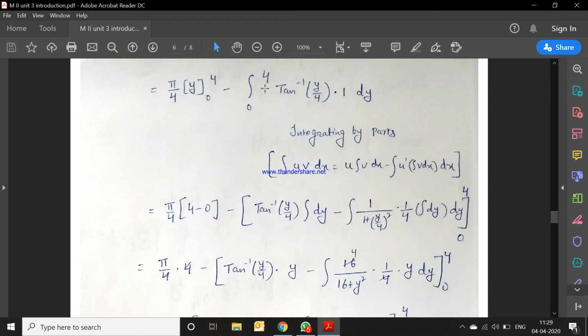Here the integration 0 to 4 of tan inverse of y by 4 into 1 dy. Integrating by parts by using the formula integral u v dx, the formula is u into integral v dx minus integral of u dash, derivative of u, into integral v dx, into whole dx. So by using that, here u is tan inverse of y by 4, v is 1. So tan inverse of y by 4 integral dy minus integral 1 by 1 plus x square. Tan inverse of x derivative is 1 by 1 plus x square.